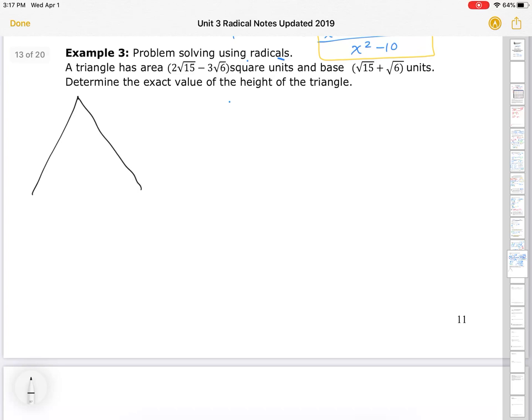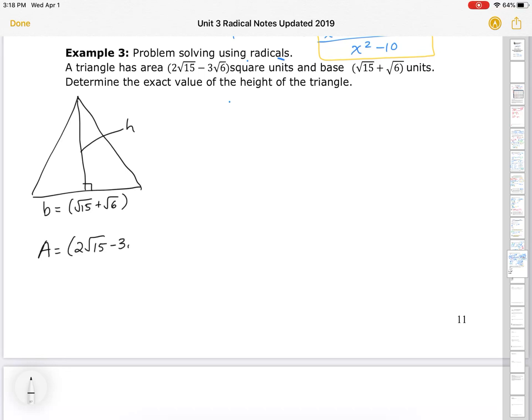Well, first things first, let us draw a picture. So drawing a picture of this triangle, I have my triangle here. We don't know what kind of triangle, we're just using a random one. We know that this would be the height, and that the base from the question is root 15 plus root 6.